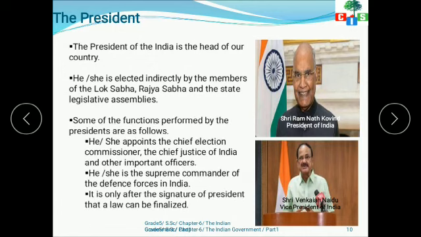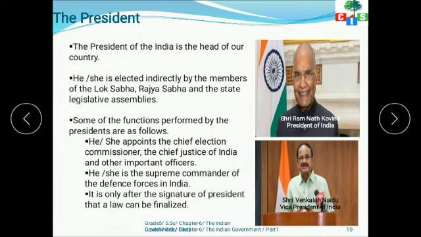Next, some of the functions which are performed by the President are: first, he or she appoints the chief election commissioner, the chief justice of India, and other important officers. This is very important, that who all are appointed by the President. So first is the chief election commissioner, then the chief justice of India, then the other important officers. They appoint all of them.